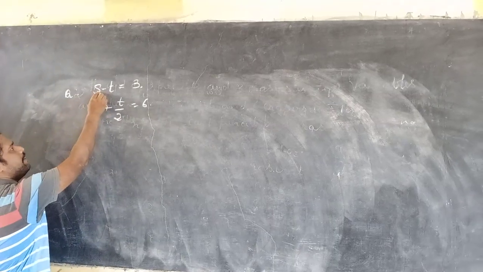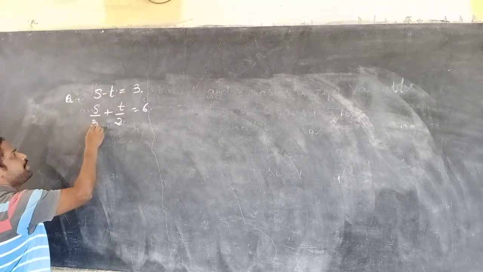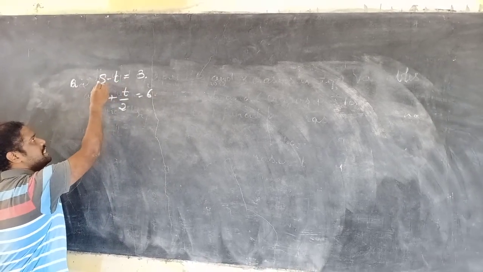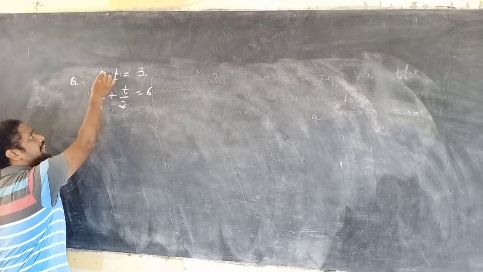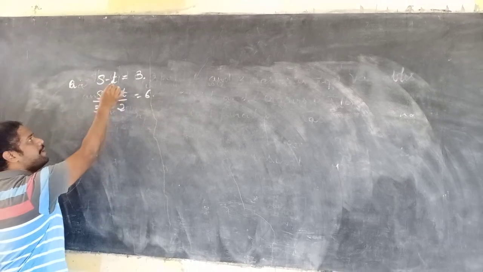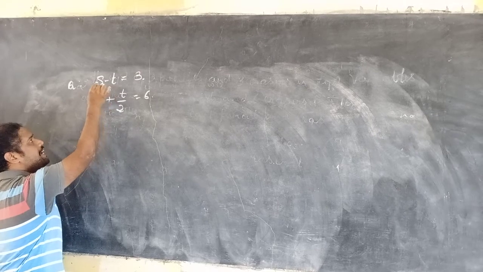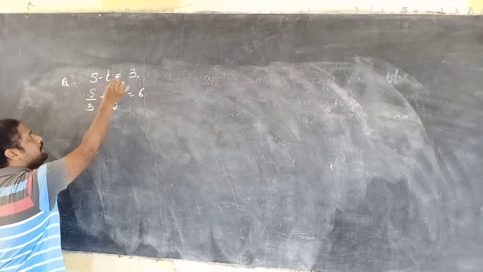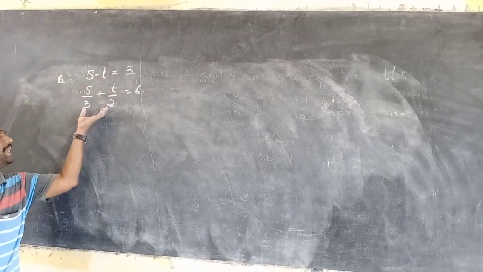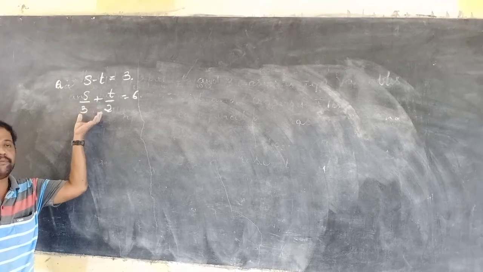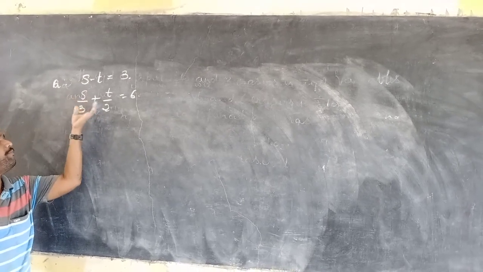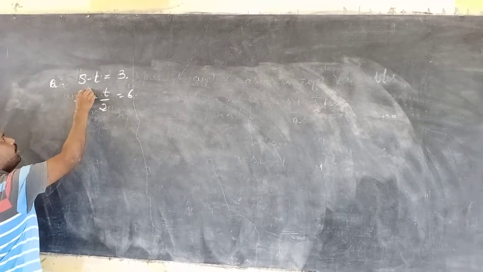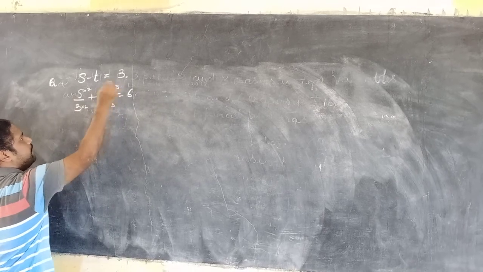Next question we see: given s minus t is equal to 3 and s by 3 plus t by 2 is equal to 6. Now we see the given equations. The first equation is in the form of ax plus by. Here in the place of x it is s and in the place of y it is t. Therefore we replace x as s and y as t, so it is in the form of ax plus by is equal to c. But look, equation 2 is not in the standard form. Therefore first we should write it in the form of ax plus by considering the common denominator. Here it is multiplied by 2 and by 3.